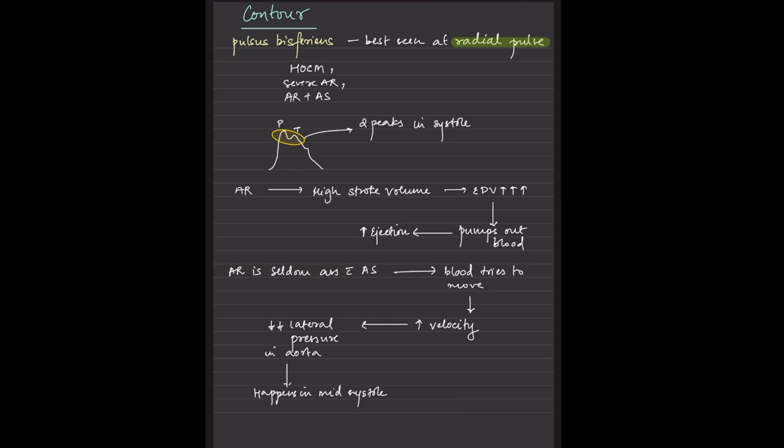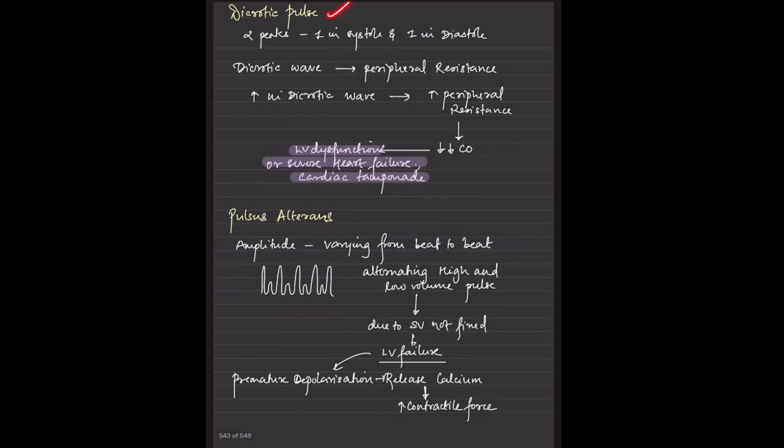That is also the lateral pressure, which is important here. It is a high stroke volume that has been ejected. Now, the blood tries to move out and there is an increase in the velocity. AR is mostly seldom associated with AS; it may be a mild AS. So there is a decrease in the lateral pressure in the aorta, which is seen in systole itself, in mid systole. So that is important. That is depicted here in pulsus bisferiens. Dicrotic pulse has two peaks, one in systole, one in diastole.